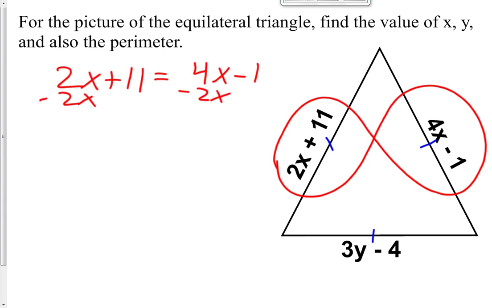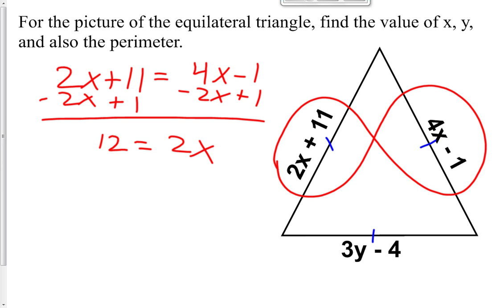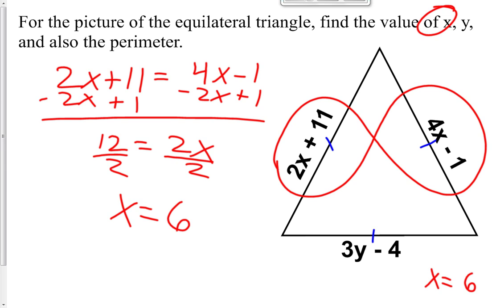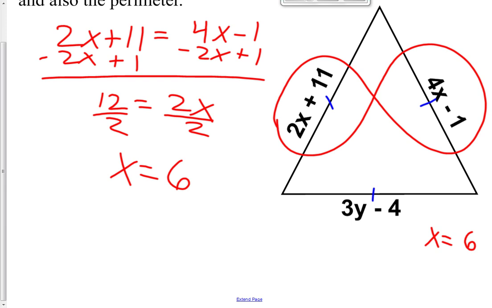Subtract 2x and add 1. So we would get 12 to equal 2x. So if 12 equals 2x, then x has to equal 6. So we found the value of x. That's good news. X equals 6. Now we want to find the value of y. Well, if I substitute x back in here, 2 times 6 is 12, and 12 plus 11 is 23.